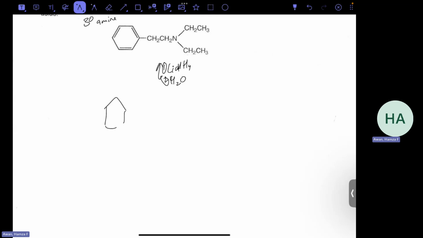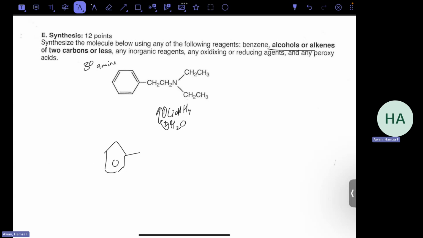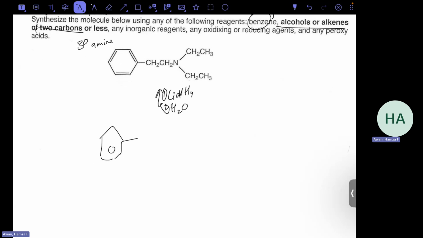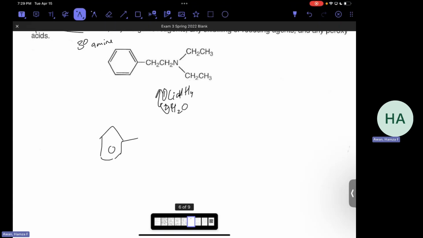So remember, in synthesis we are working backwards. We want alcohols or alkenes of 2 carbons or less, and benzene. All right, so we'll try to get this benzene away from each other, and then with alcohols or alkenes, we'll try to get these amides into an alcohol, or an amine into an alcohol. So we'll start with this.